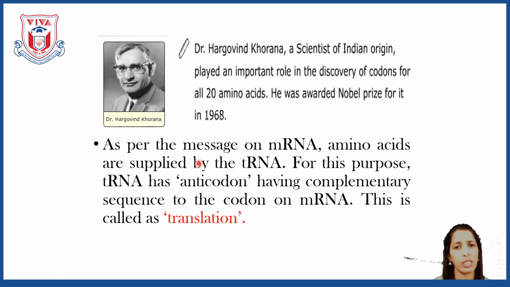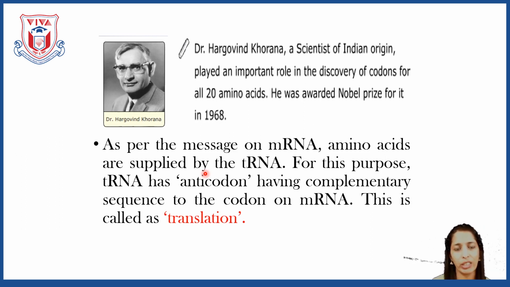Okay, now this mRNA, it got the triplet codons, right? Transcription process is done. Now mRNA is out in the cytoplasm. When this mRNA comes in the cytoplasm, it has the codes for the amino acids. Now, these amino acids are supplied by the tRNA, right? tRNA is the transfer RNA. Now, this is happening in the cytoplasm.